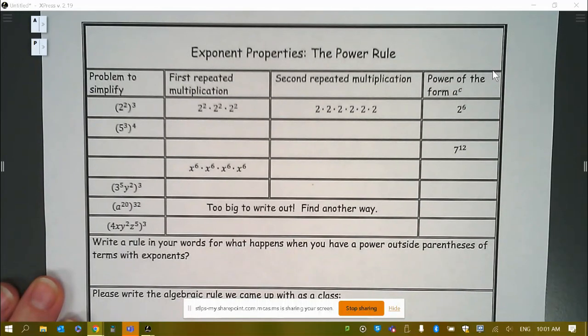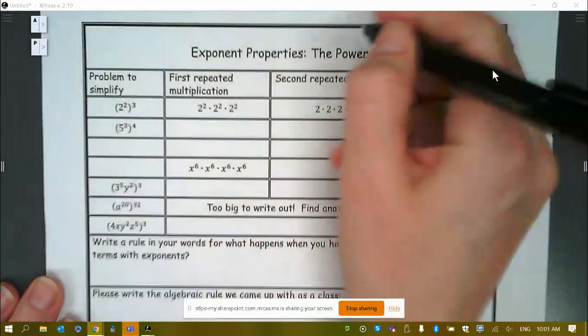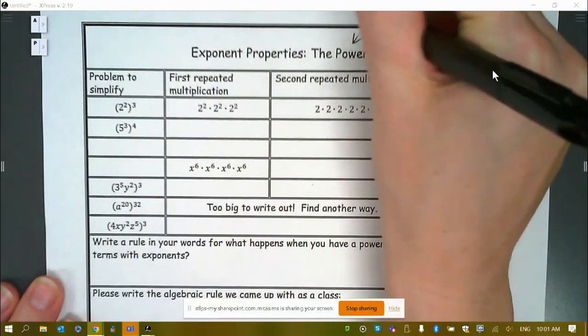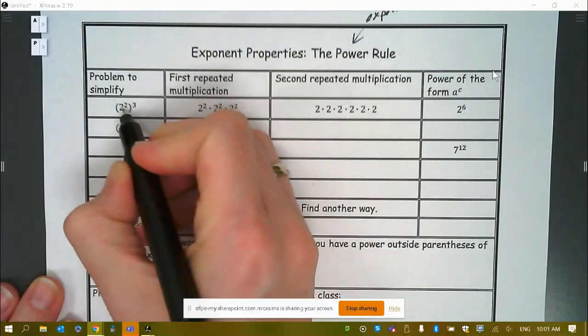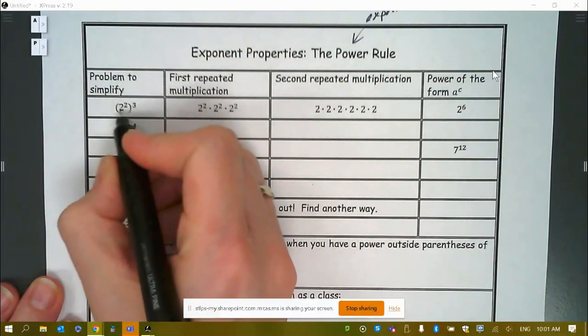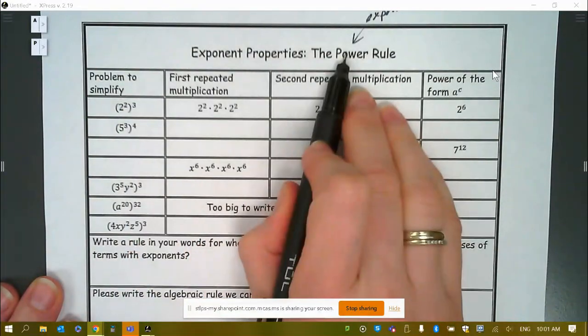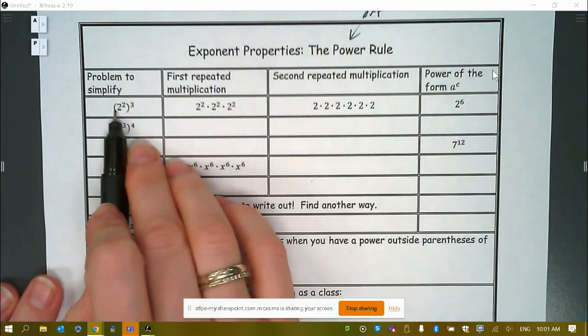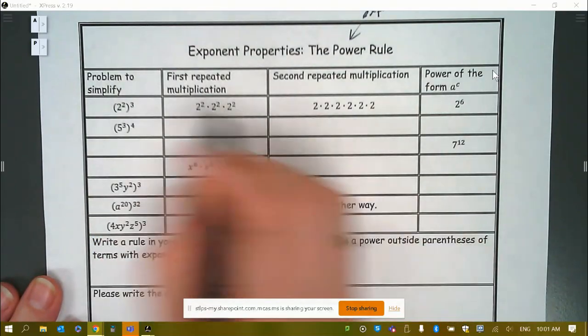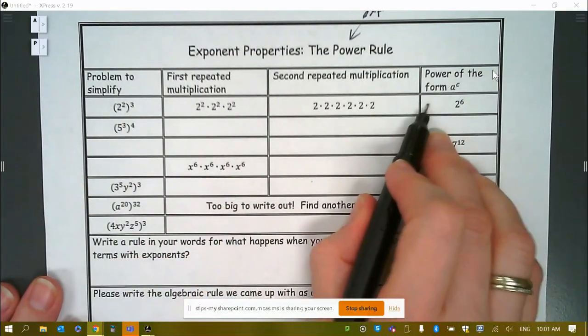Okay, so here is the next rule, which is called the power rule. And remember, power is just another word for an exponent. So we're really talking about an exponent outside a term with another exponent, right? Because we're talking about exponent properties, and this exponent has another exponent. So we already sort of started to touch on this in the previous lesson, but when we have something outside of parentheses, we're going to do something kind of similar to what we did last lesson.